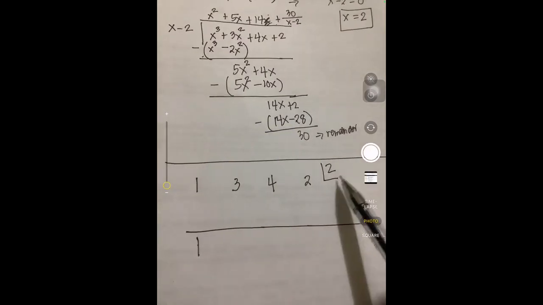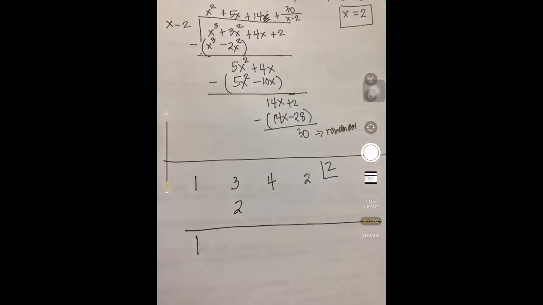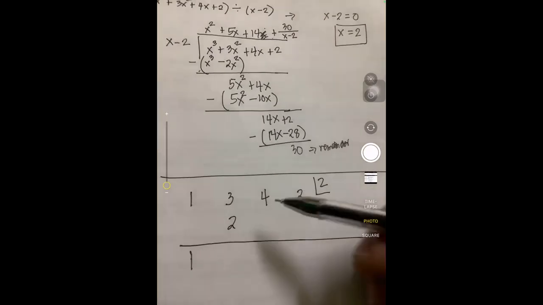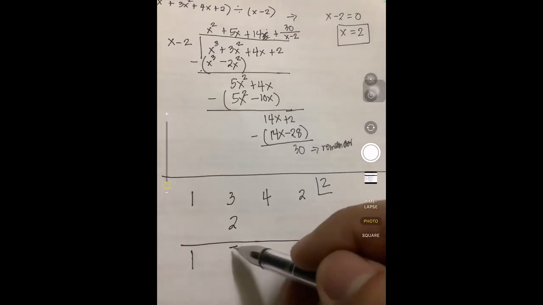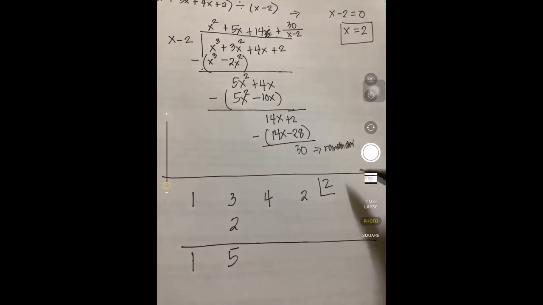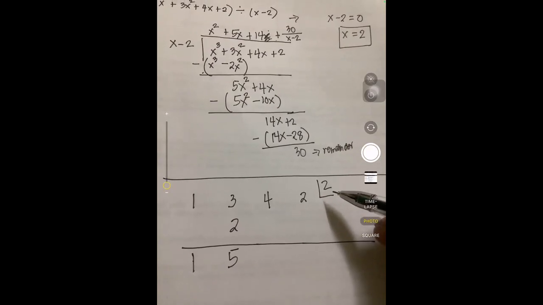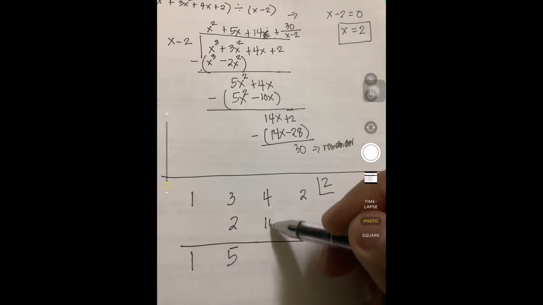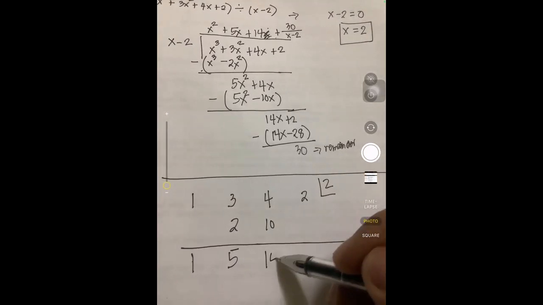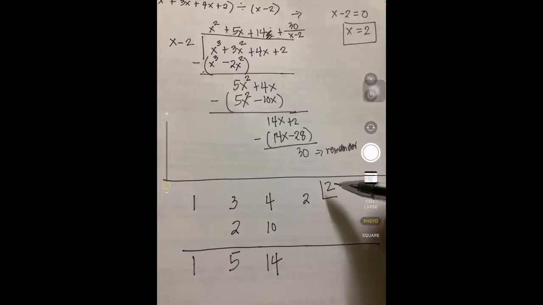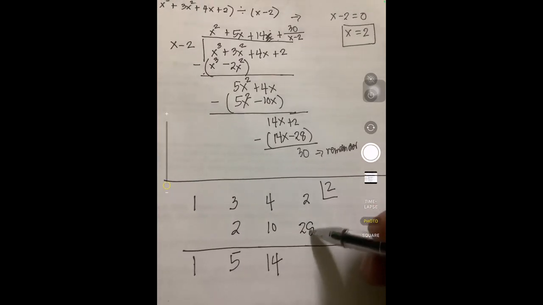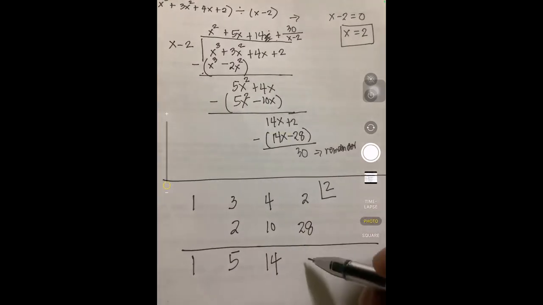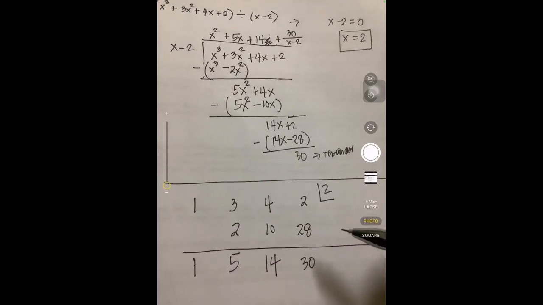Then 1 times 2, the answer is 2. You add 3 plus 2, you have 5. You multiply again by the number inside the box, that becomes positive 10. So 4 plus 10 is 14. 14 times 2 is equal to 28. Then 2 plus 28 is equal to 30.